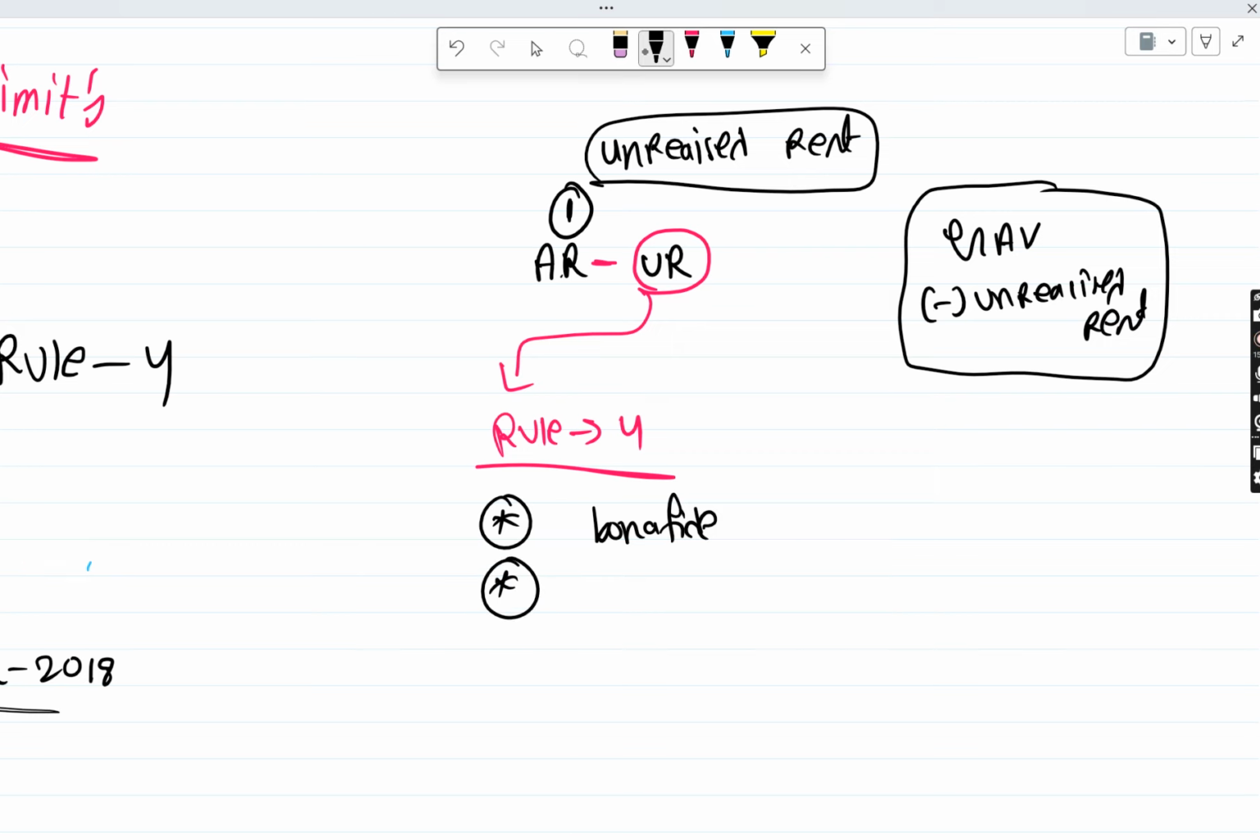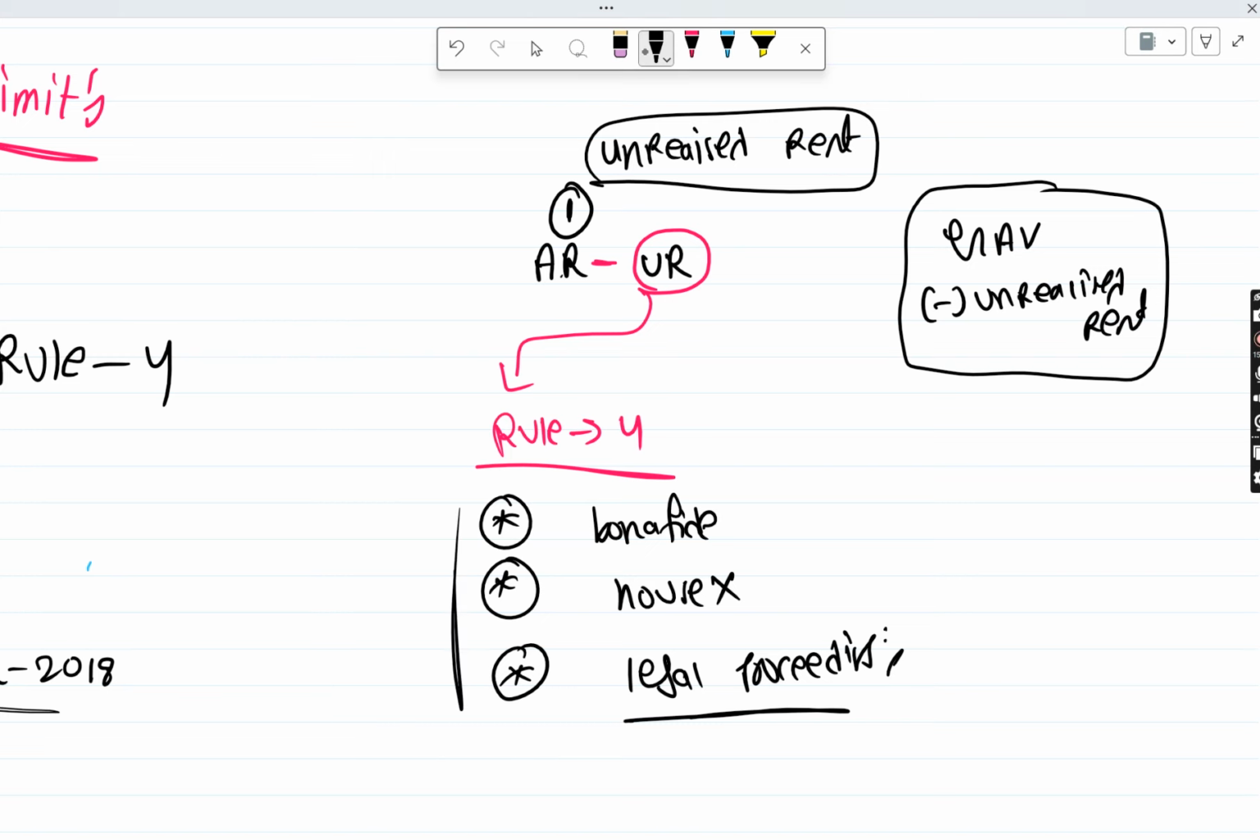The defaulting tenant should not stay in any of my houses, and I have taken all the legal proceedings to make him vacate my property and also to receive my unrealized rent. If all these conditions are fulfilled, then you can claim the unrealized rent. If not, then you cannot claim. We have done questions on this part also.